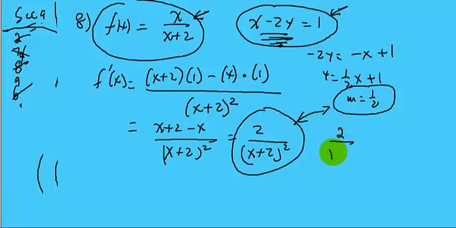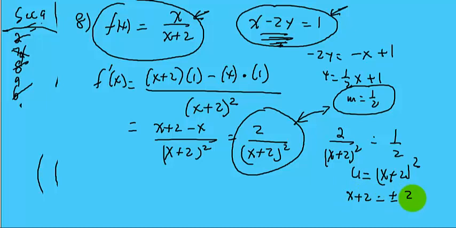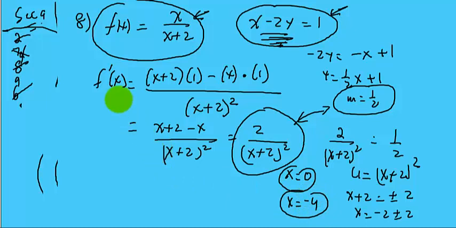So 2 over x plus 2 quantity squared is equal to 1/2. Cross multiply: 4 is equal to x plus 2 quantity squared. Then solve for x, so you get x plus 2 is equal to plus or minus 2. So my x is equal to negative 2 plus or minus 2. So I get two solutions. x is equal to negative 2 plus 2, which is 0, and x is equal to negative 2 minus 2, which is negative 4. There are two places on that curve where that happens.